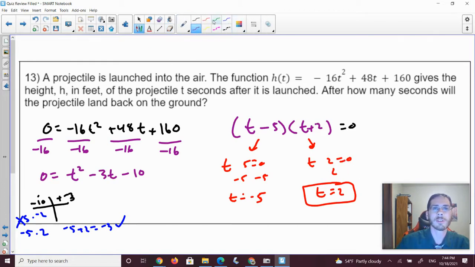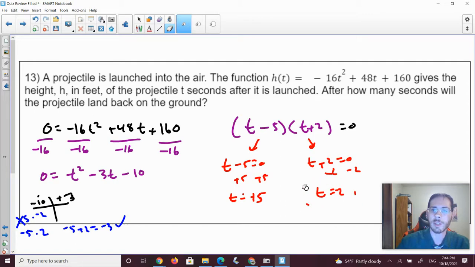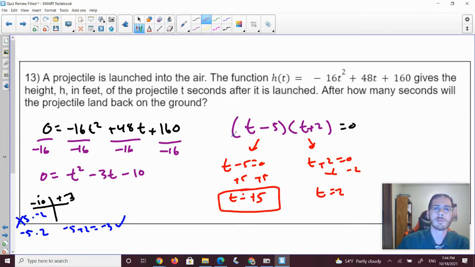But again, that's why it's worth it just to double check. t minus 5 equals 0. Add 5 to both sides, we get 5. t plus 2 equals 0. Subtract 2 on both sides, we get t equals negative 2. And now this one doesn't make sense. Again, we don't want to get a negative time. We want a positive time. So we end up at 5, which I guess I don't need a plus 5 over here. Just 5 is good enough.